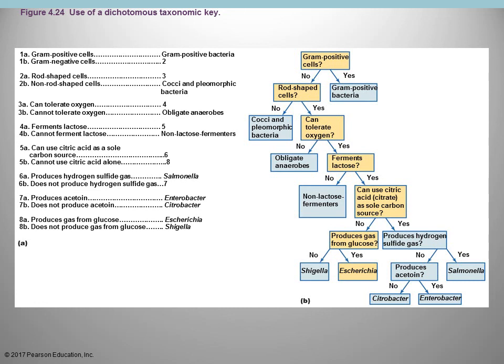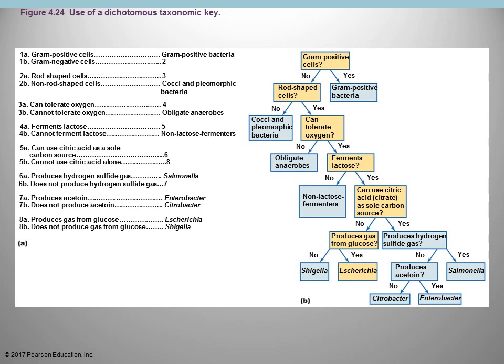So now you go, okay, let's see what we've got here. Can it ferment lactose? Yes. Okay, so we're still within those five. Now you go, can it use citric acid? Run that test. The answer is no. Okay, well, that eliminates Citrobacter, Enterobacter, and Salmonella. It leaves you only with Shigella or Escherichia as your choices.